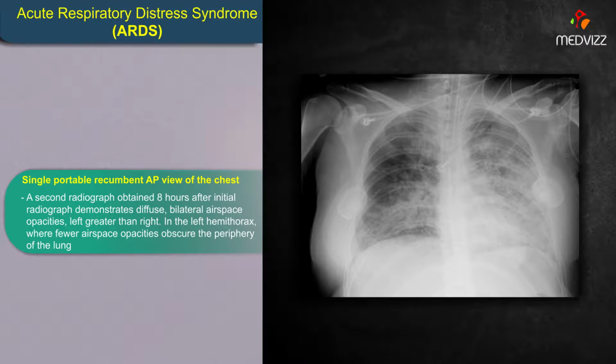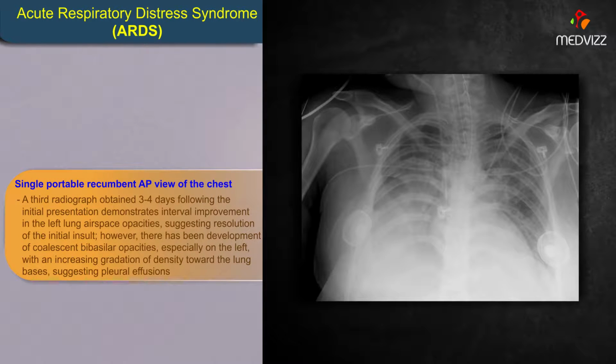radiograph which was obtained 8 hours after the first one, showing diffuse bilateral airspace opacities, left more than right, which you can see with the straight black arrows, and in the left hemithorax with fewer airspace opacities which are obscuring the periphery of the lung. There's no convincing evidence of any Kerley B lines or pleural thickening, which may be expected in hydrostatic pulmonary edema.